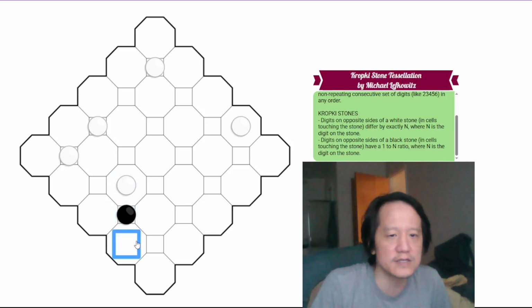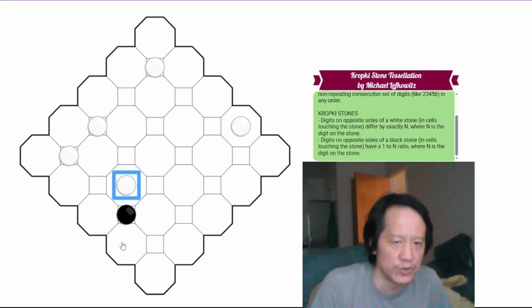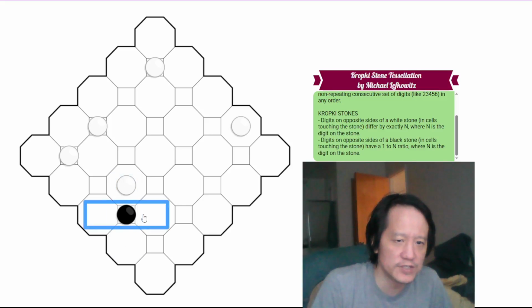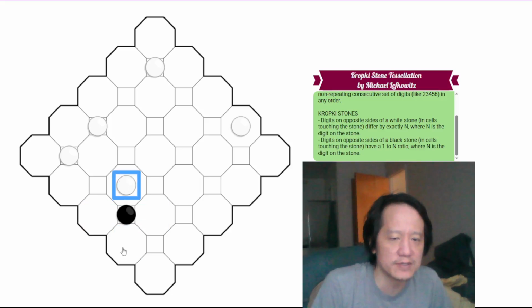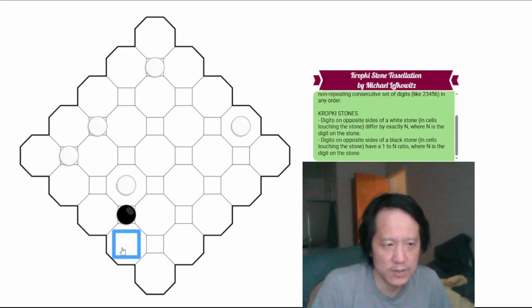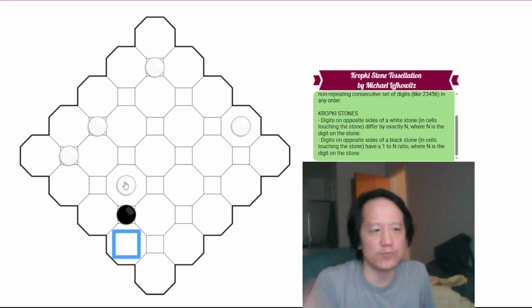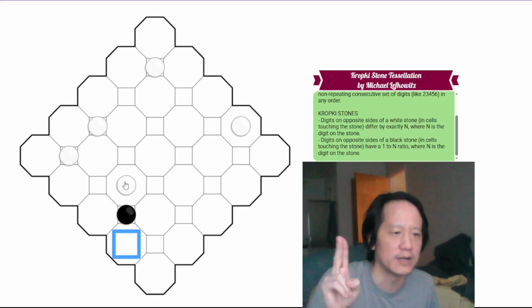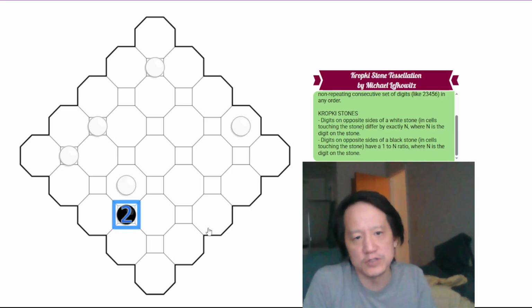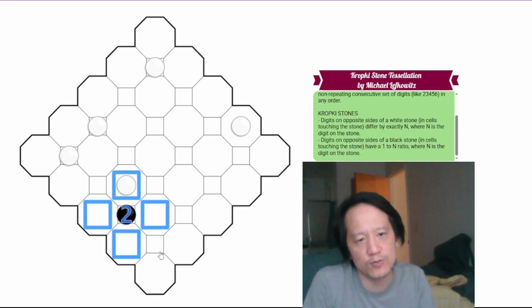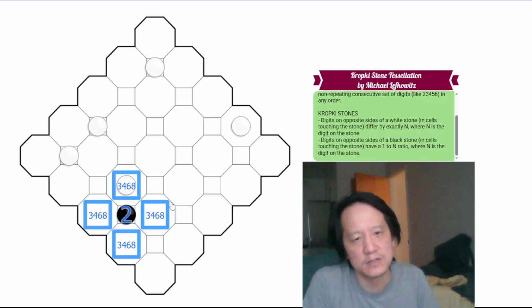Well, these cannot share the same digit, right? Because these two are consecutive, and share an edge with both of these. So if this is a pair, these cannot be the same pair. So therefore, the only one with two uniquely different pairs is 2. So this is a 2, which means this is 3, 4, 6, 8 surrounding it.